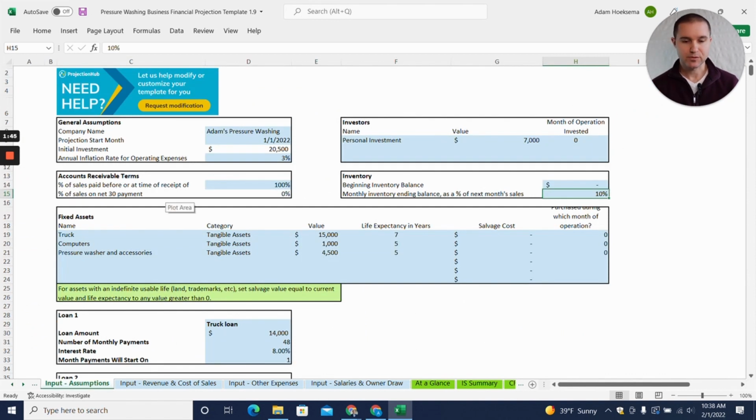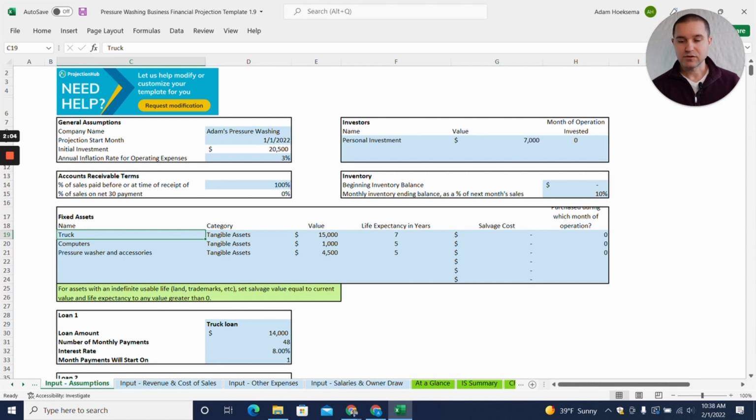We've got Adam's pressure washing business, and I'm going to invest $7,000 into this. So I'm putting in my personal investment. You can also add in these lines, you'd be able to add other investors if you had other investors as well. We're saying I invested this in month 0, so this is kind of the start of the projection. So we put month 0 there.